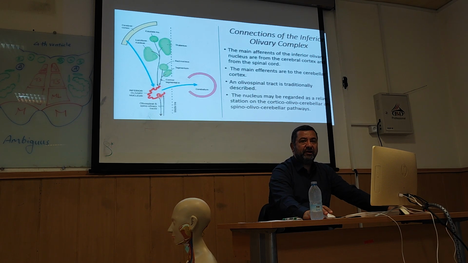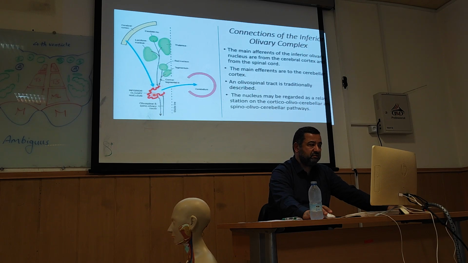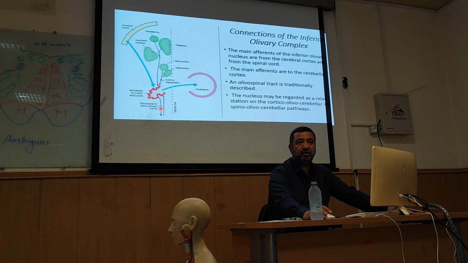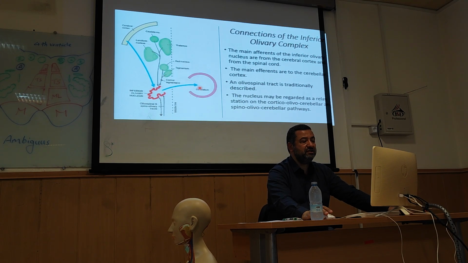Here is the inferior olivary nucleus complex. It receives impulses from the cortex, from basal nuclei, and from the red nucleus, and there are reciprocal connections with the spinal cord. The efferent fibers of the inferior olivary complex, after crossing in the medulla oblongata, go to the cerebellum and make the olivocerebellar tract.